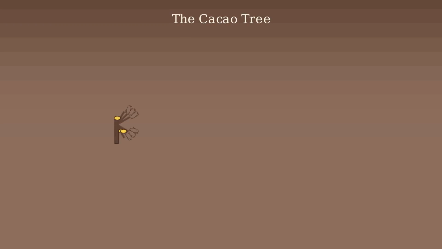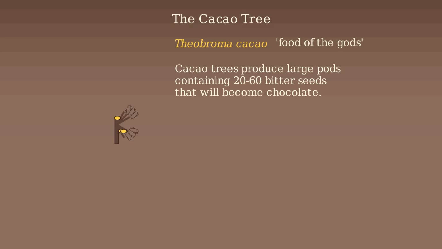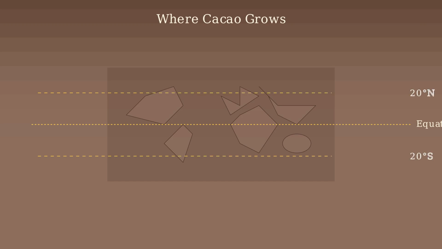Welcome to our journey of chocolate making from bean to bar. Chocolate begins as seeds from the cacao tree, Theobroma cacao, which means food of the gods. These trees grow in tropical regions within 20 degrees of the equator, primarily in West Africa, South America, and Southeast Asia.